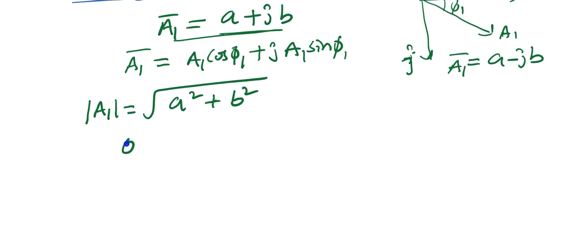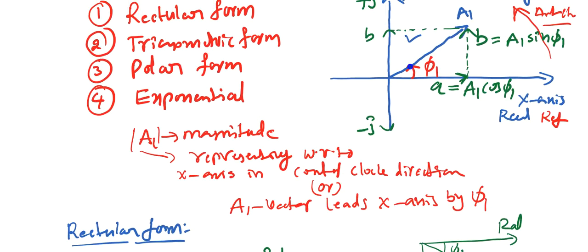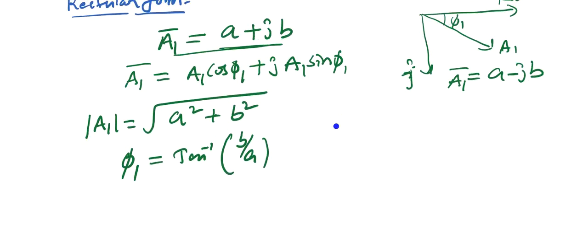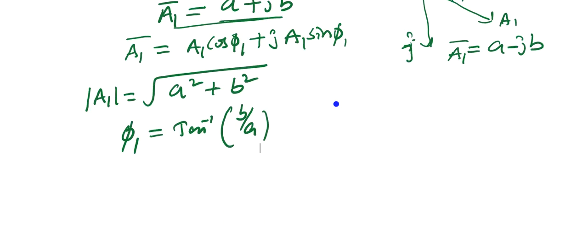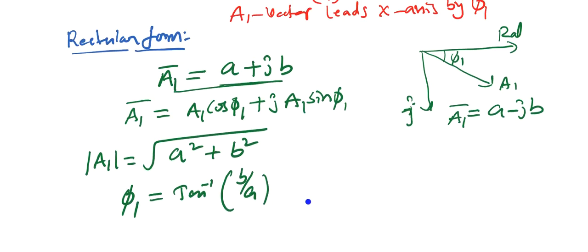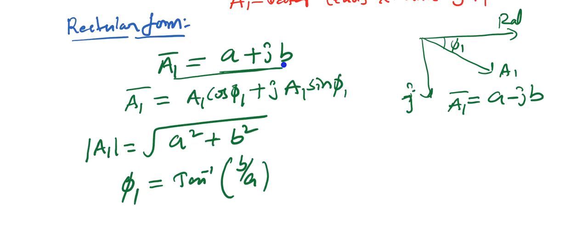And if you want to find the phase angle here, you also know how to find this one: tan inverse of b by a, isn't it? So you go back and you see this is the triangle you have. Apply it in this triangle, and you will get these formulas. So these are the different forms. The rectangular form is nothing but the standard form, a plus jb or x plus jy. So that is called the rectangular form.